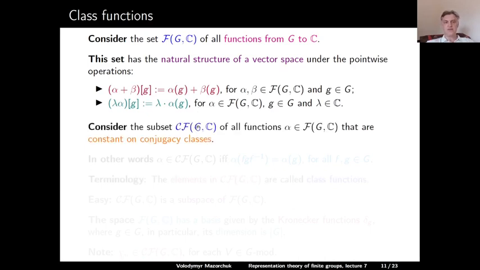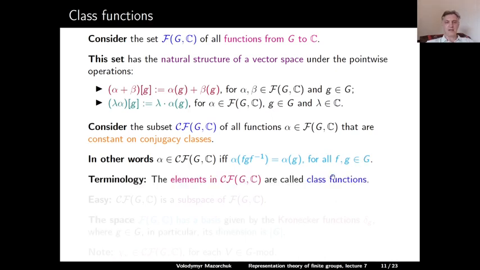In this vector space, we can consider the subset denoted by CF(G, C) of all functions that are constant on conjugacy classes. So in other words, an element alpha is in CF(G, C) if and only if the value of alpha at fgf inverse is equal to the value of alpha at g for all elements f and g in our group G. And the elements of this set are usually called class functions. So these are functions which are constant on conjugacy classes.